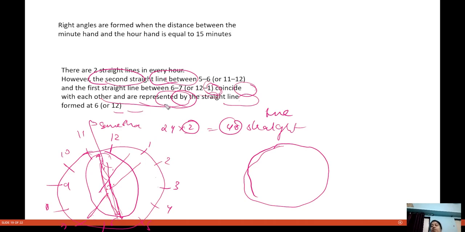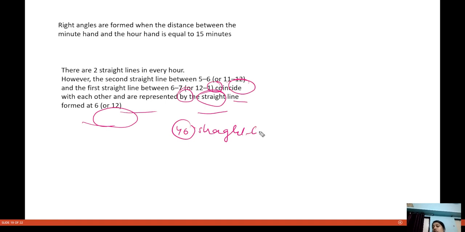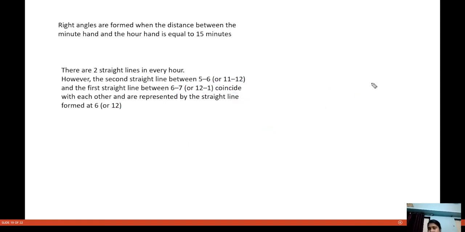So we will not have 48 straight lines. Because this straight line and this straight line are coinciding, and this straight line and this straight line are coinciding with each other and are represented by a straight line formed at 6 or 12, we will have only 46 straight lines. We will not have 48 straight lines.